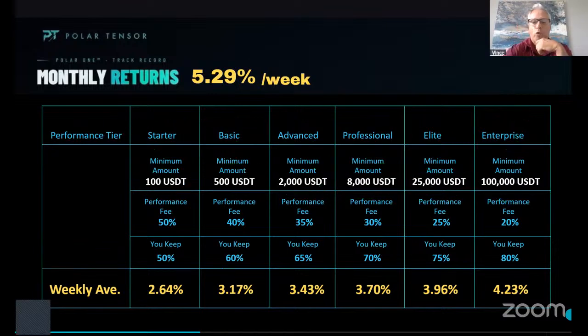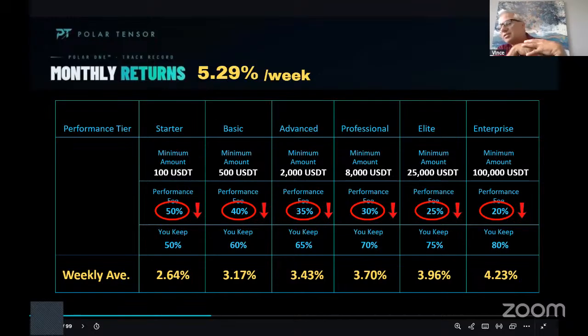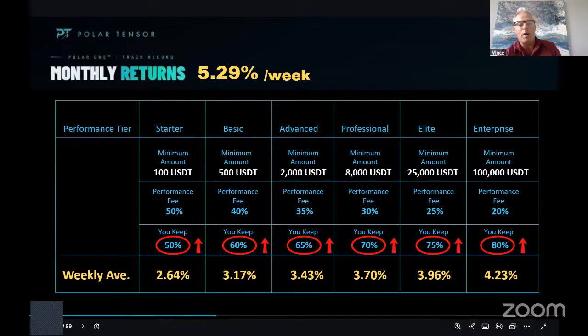Okay, the performance fee. If you see here, the performance fee for each tier decreases as you go from tier to tier. If you go to any brokerage, whether it's Merrill Lynch or anywhere, there's going to be a performance fee on your funds. Here's the same thing. You see starter is 50%, then basic is 40%. And as you go higher in the tier, there's a lower performance fee. That's why you keep more money.